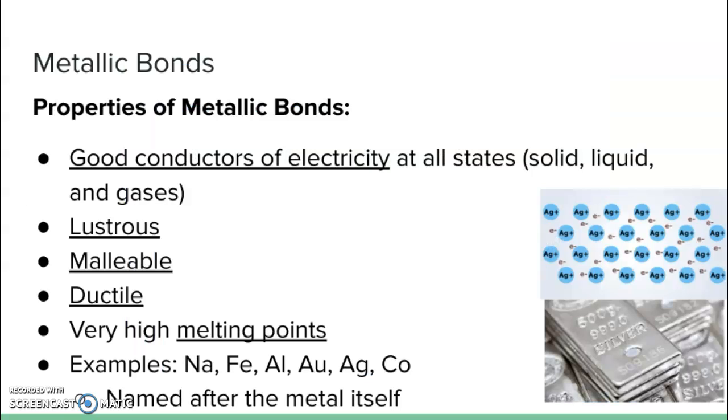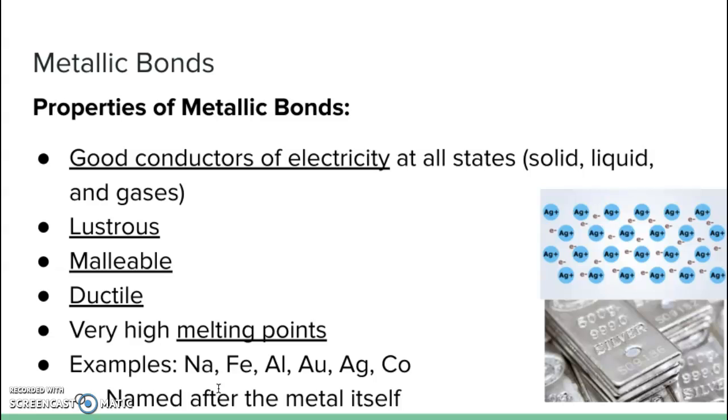Metallic bonds, all right, are good conductors of electricity in all states, whether they're solid, liquid, or gas. They're going to be able to conduct electricity. They're shiny, they're malleable, they're ductile, they have extremely high melting points. Everything that is true for a metal is true for a metallic bond, all right? Some examples we have are down here: sodium, iron, aluminum, gold, silver, and cobalt.